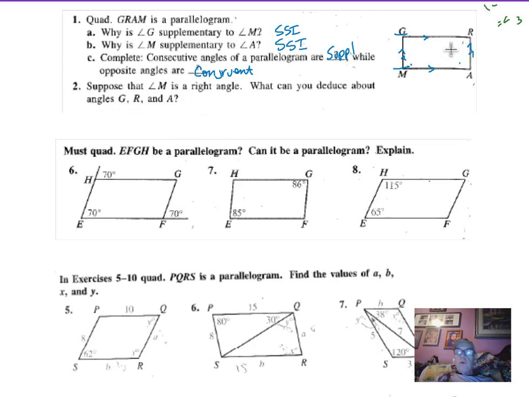Okay, number 2, suppose that M is a right angle. What can you deduce about the other angles? If M is a right angle, then by same side interior being supplementary, G has to be a right angle. If M is a right angle, then by same side interior going the other way, A has to be a right angle. And then between these two parallel lines, R also has to be a right angle. So they're all right angles by same side interior with parallel lines.